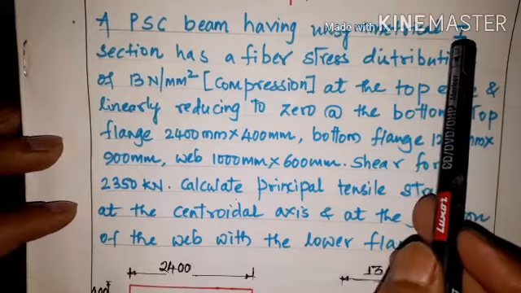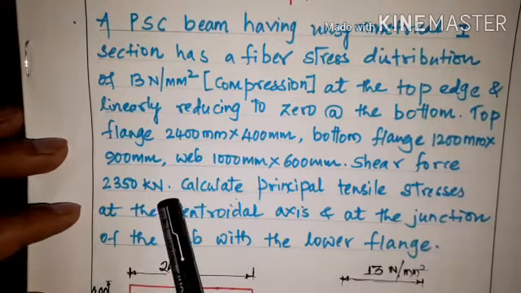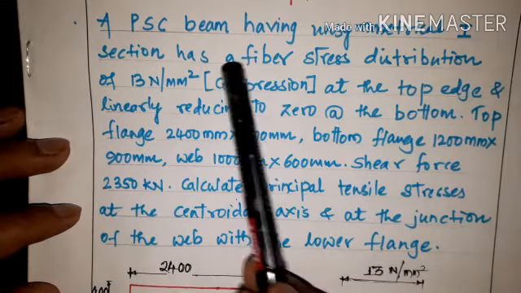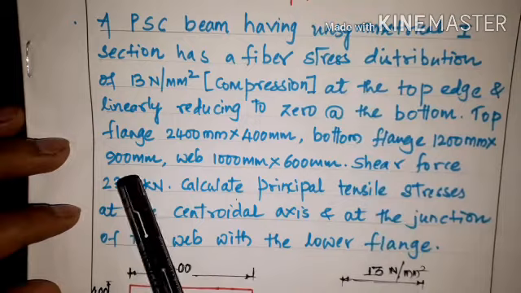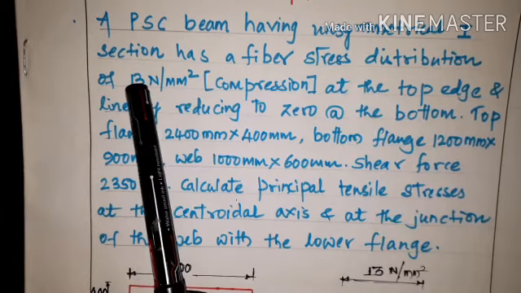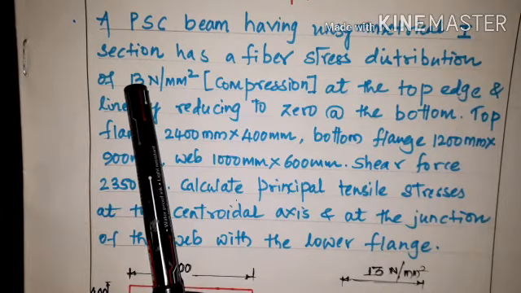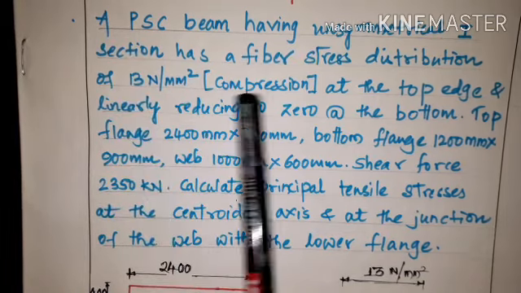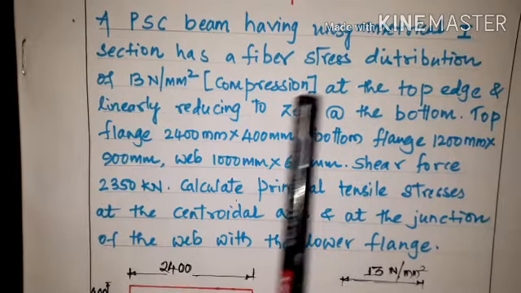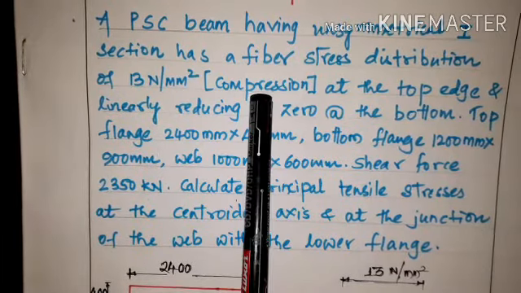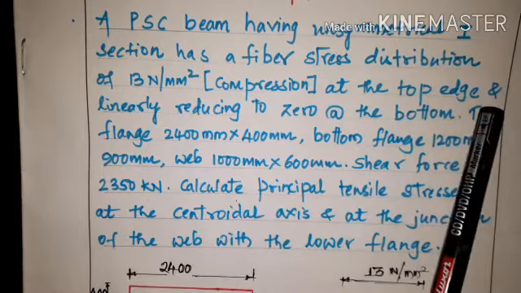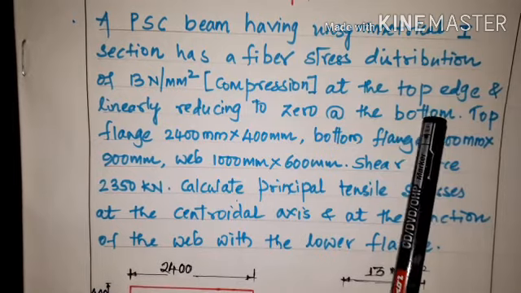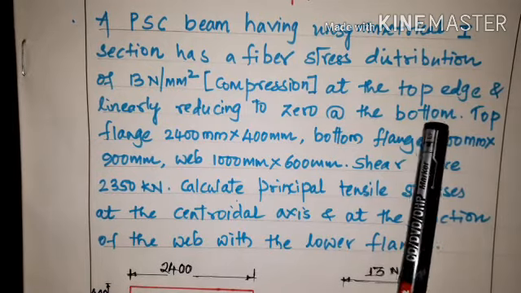Here it is an unsymmetrical I section, and they have given the stress distribution in the beam. Always when the beam bends, the top flange will be under compression and the bottom flange will be under tension. So 13 Newton per mm square, that is compression, obviously at the top edge, means at the top flange, and it is linearly reduced to 0 at the bottom flange. So there are no tensile stresses at the bottom flange.